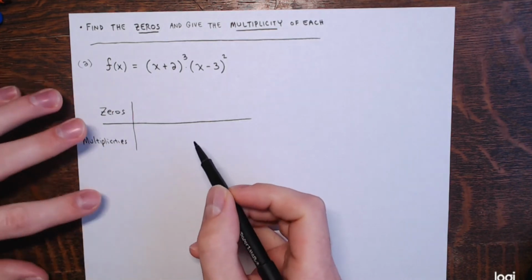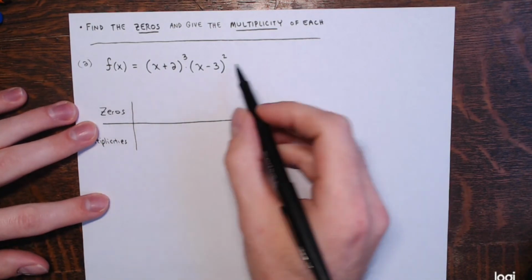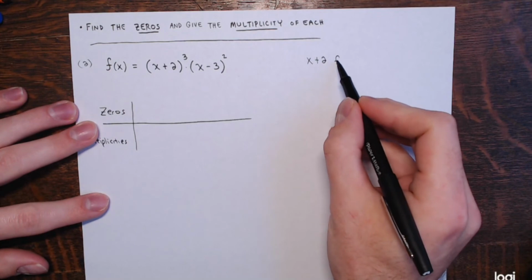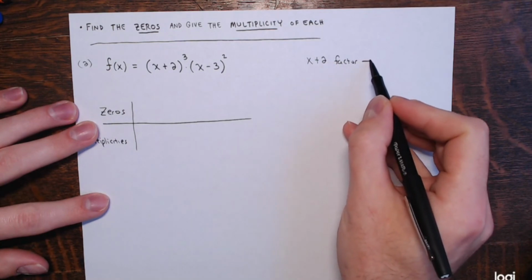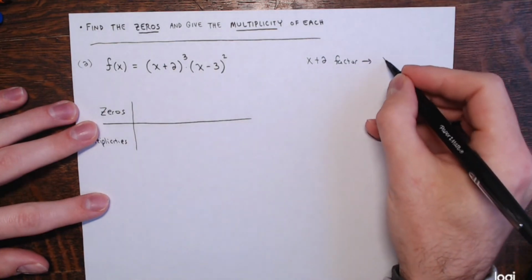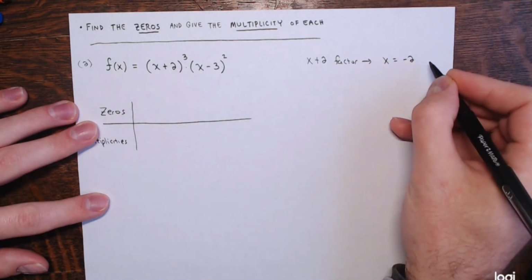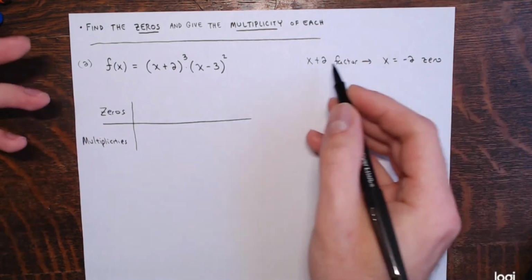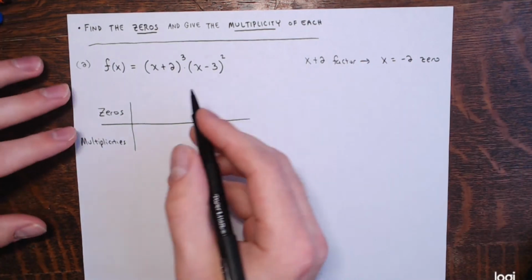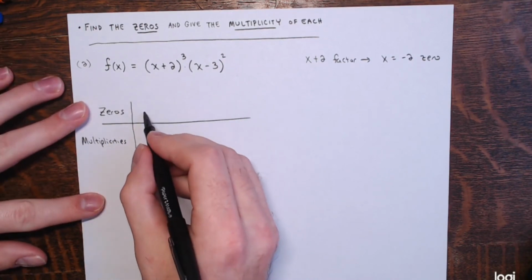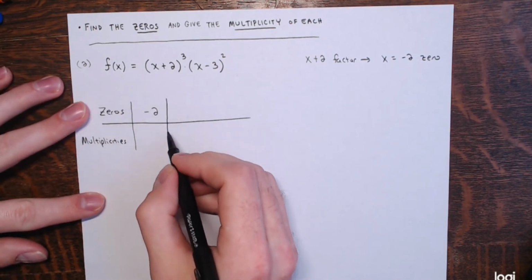Now, the factors here: x plus 2 is a factor of this polynomial, right? It's a product already, it's in factored form already. That means x equals negative 2 is a 0, because negative 2 makes this factor equal 0. If you were to plug in negative 2, you'd get an output of 0. So negative 2 is a 0.